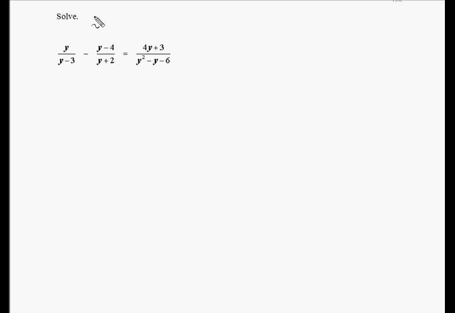Let's look to see how we're going to solve this equation. Note again that we do have an equal sign and we have denominators. So when you have an equation and you're trying to solve it, you want to use the LCM, the least common multiple, to clear out the denominator. So we need to make sure that these denominators are multiplied.